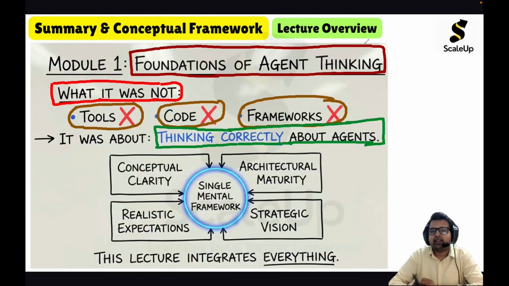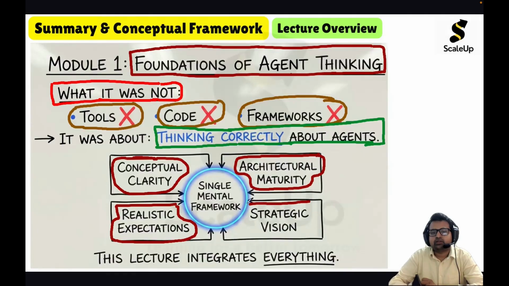Because before building anything, we should have conceptual clarity. That is very important. Architectural maturity, realistic expectations, and strategic vision. Before building anything, we must have conceptual clarity, architectural maturity, realistic expectations, and strategic vision. And module 1 of this course certainly gave you the conceptual clarity, wherein you got a very good understanding about agents, architectural maturity, realistic expectations, and strategic vision.